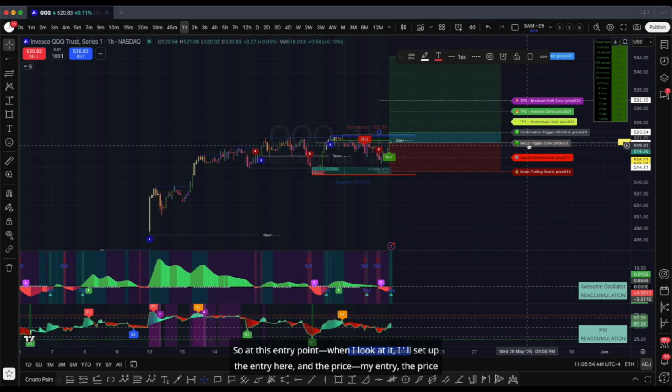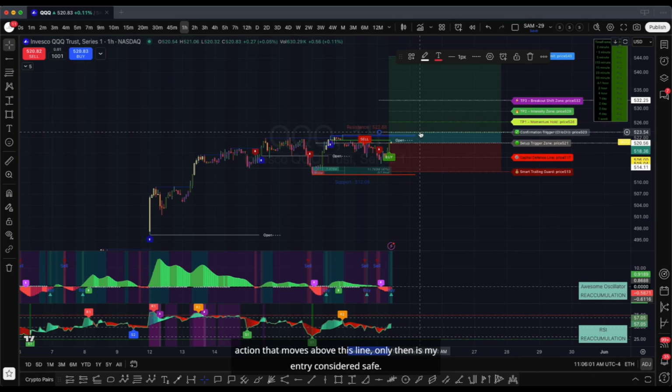So at this entry point, when I look at it, I'll set up the entry here, and the price action that moves above this line, only then is my entry considered safe. But if I enter here and the price action is still like this, just moving sideways, and it hasn't moved up yet, then this entry isn't safe yet. It could potentially drop. So I'll accept the loss at this point, depending on how much loss I'm willing to take. Okay, so this is where the raw risk management part comes in.